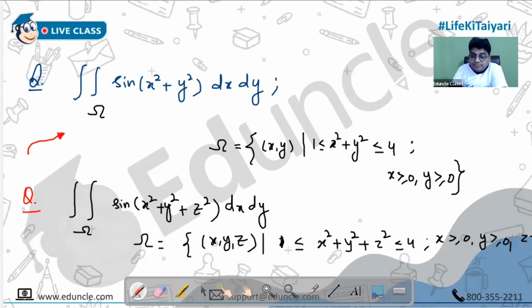Am I clear? In this case, x square is u, y square is v, z square is w. Put all these things and you have to put the dx dy dz value. Put and solve the value. Am I clear to you?